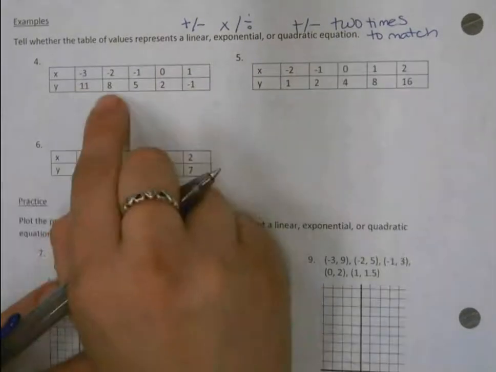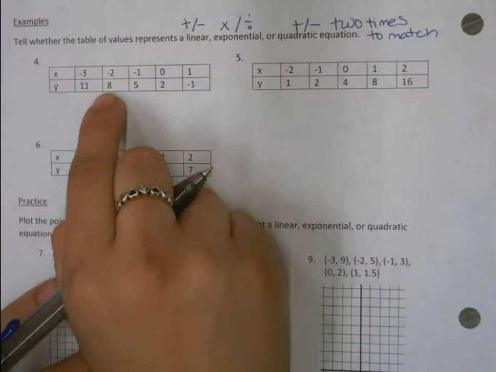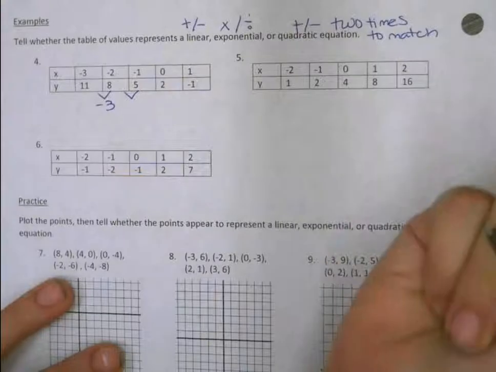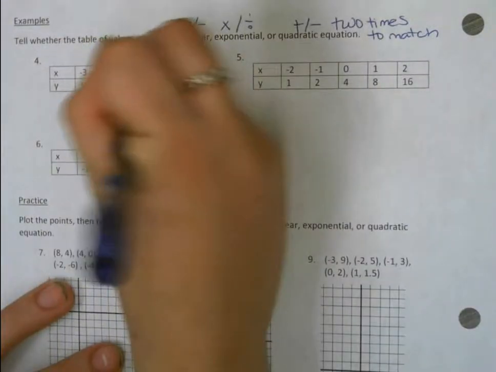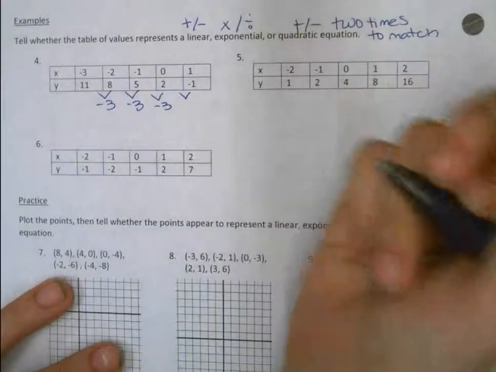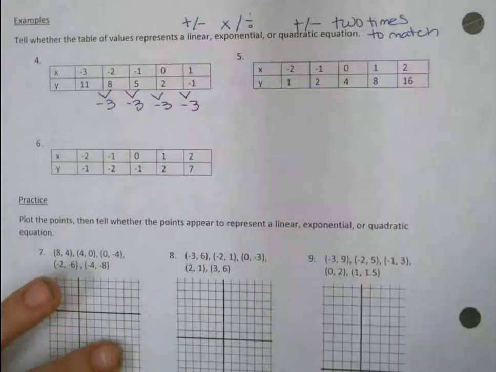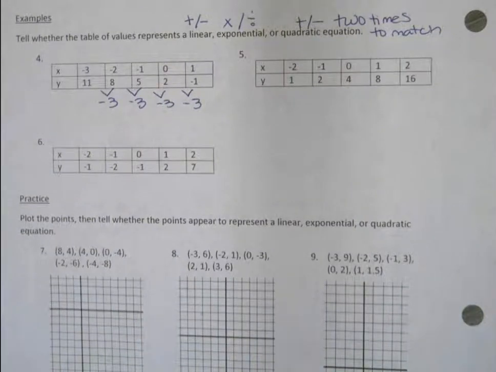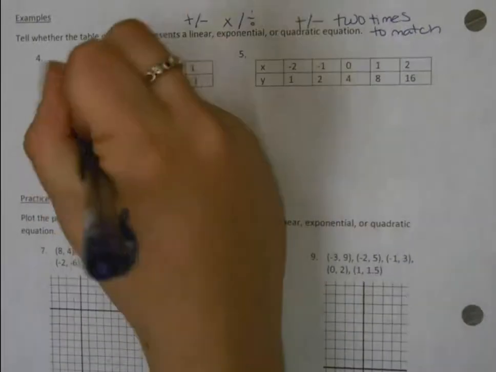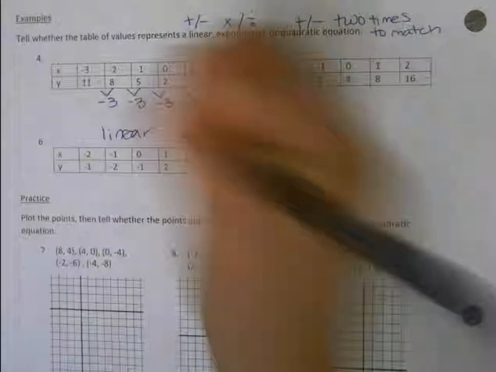So how do I go from 11 to 8? Subtract 3. 8 to 5. Subtract 3. 5 to 2. Subtract 3. And 2 to negative 1. Subtract 3. So I keep subtracting the same number over and over again, so this one is linear. Okay.